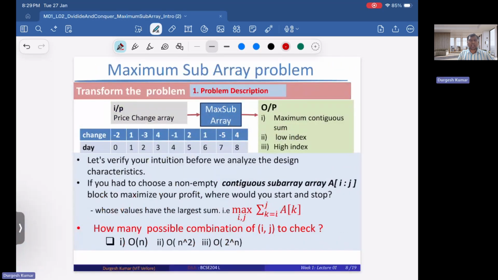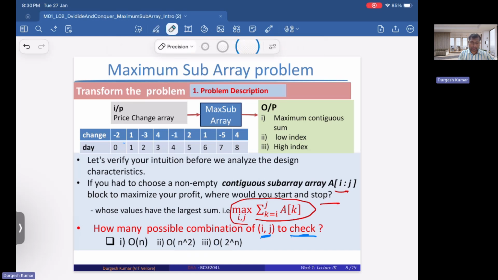If we try to solve the maximum subarray problem using a brute force method, we need to find all the possible combinations of i and j that lead to the maximum sum. So how many possible combinations will exist for all i, j, if we try to enumerate all possible solutions? Since both i and j can range from 0 to n minus 1, the total number of possible combinations will be of order n square.